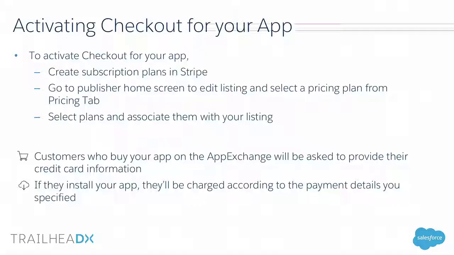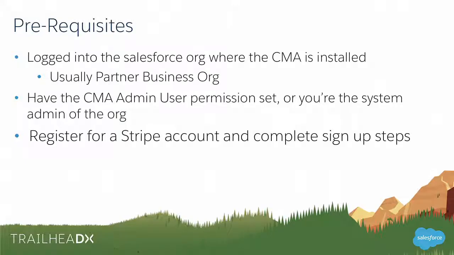Again, this is a summary, but to activate checkout for your app, you have to first create the subscription plan. So when you're logged into that new Stripe account you created, you create some subscription plans, you go to the publisher home screen, select the pricing plan that you just created in Stripe, and then you select which plans are associated with which listings. Customers who buy your app on the AppExchange will provide their credit card information from there, because once you activate it, it'll say pay using your credit card, and that becomes an option. And then if they install your app, they'll be charged according to the payment details that you set up on Stripe. So now we're going to go through a demo.